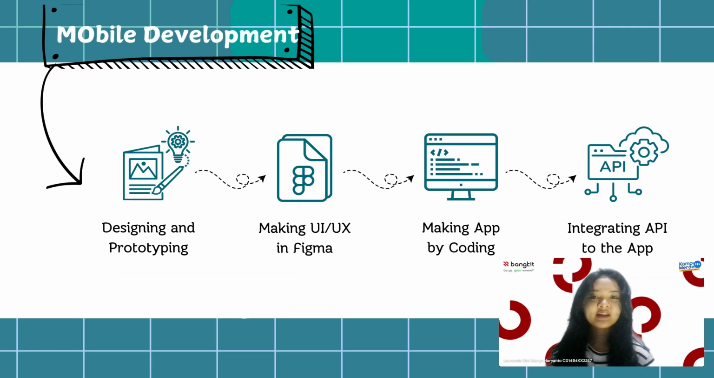Okay, so here I will explain the main stages of mobile app development. The first step, design and prototyping. The next step is making the UI/UX in Figma. The third step, i.e. making the application through coding. The last step is API integration into the application.